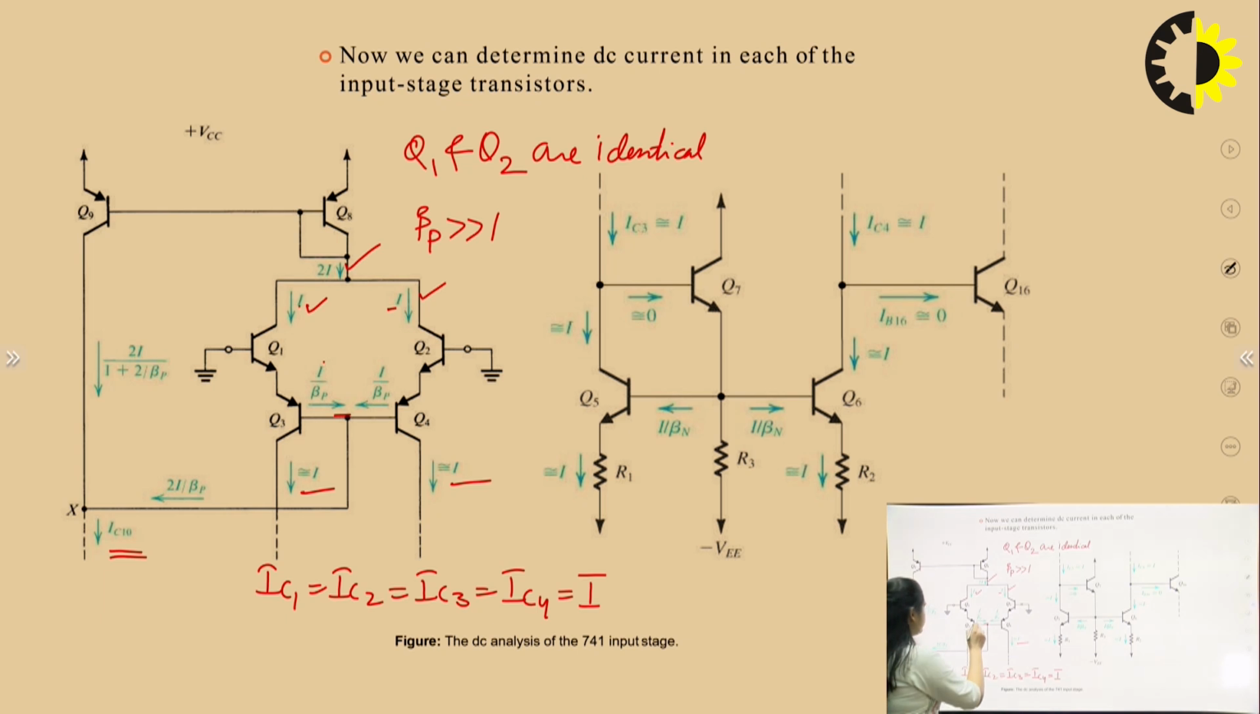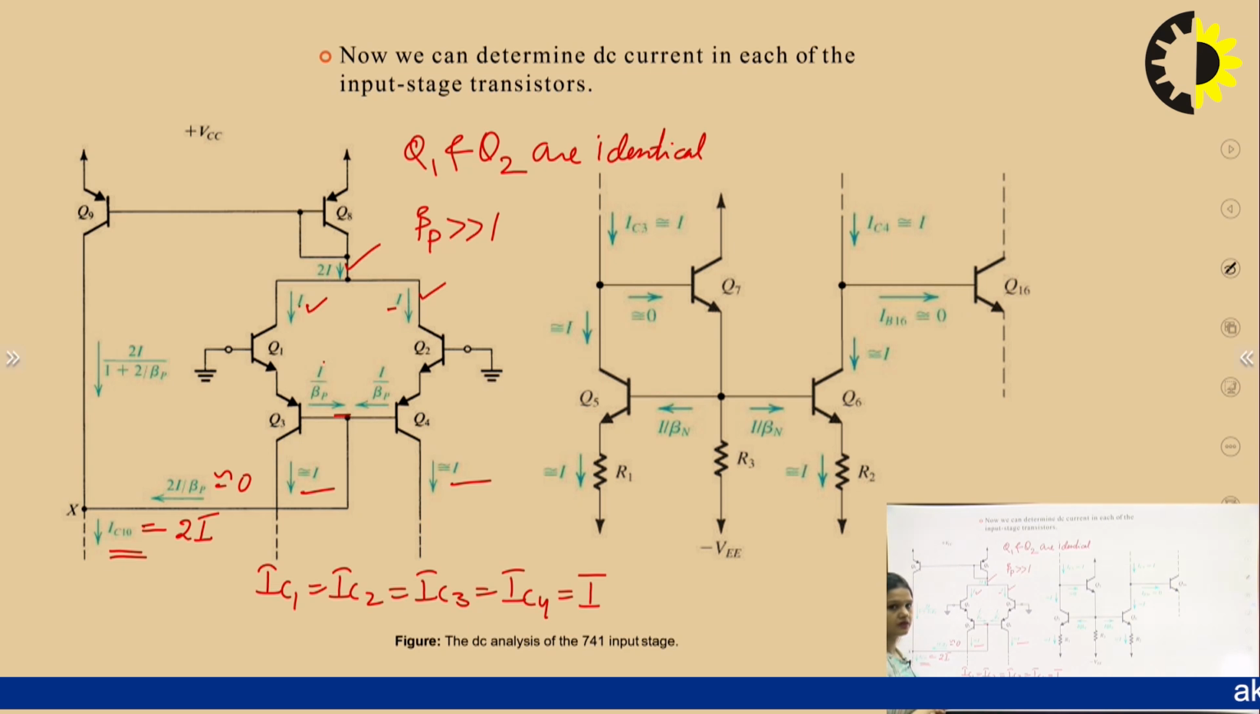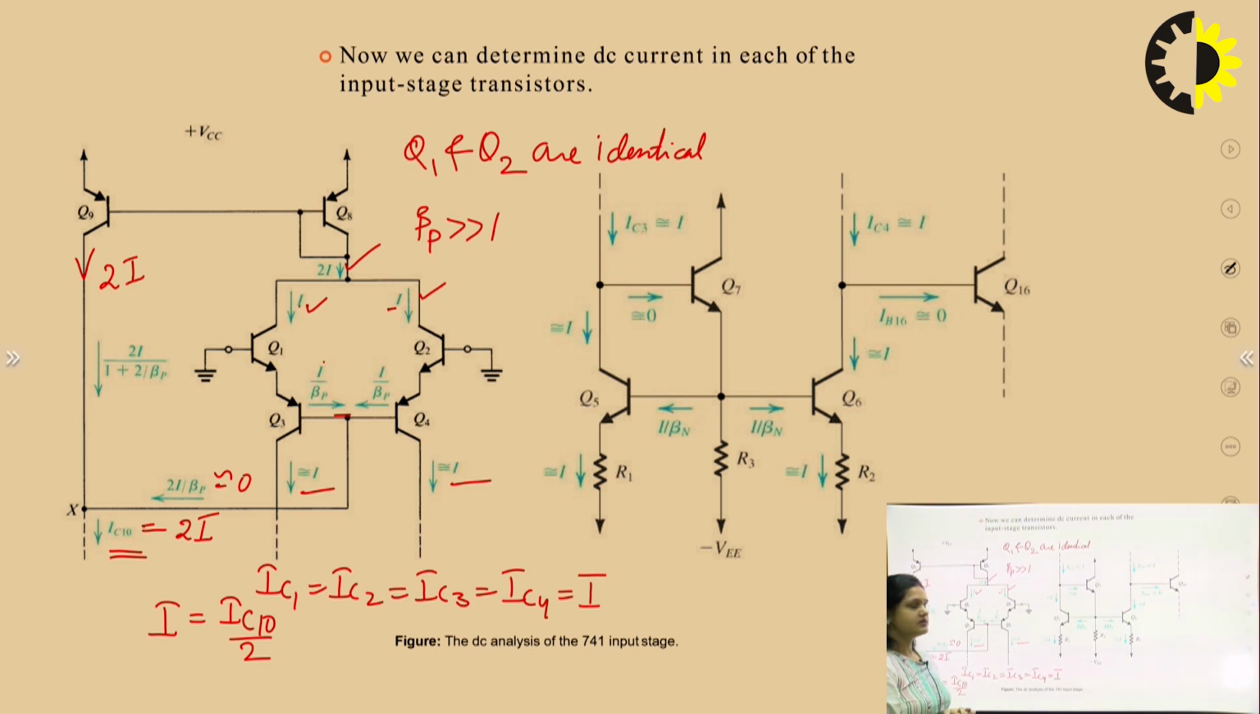Now suppose this current is nearly equal to 0. It means this current IC10 equals 2 times I. If this base current is 0, it means this is the same current, 2I. So I can equate 2I with IC10, and this is how I can calculate the value of capital I, which equals IC10 divided by 2. And in the previous slide, we calculated the value of IC10, which equals 19 microampere. So this is how we can calculate the value of IC1, IC2, IC3 and IC4.